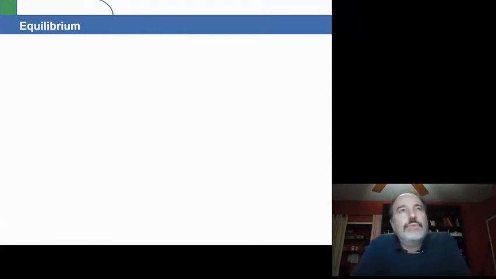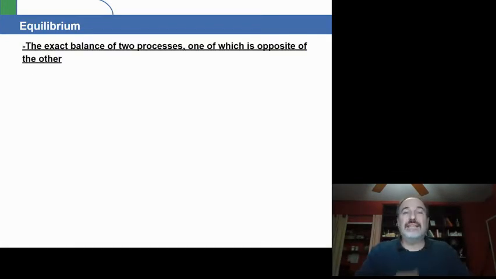Hey, all. Today we're going to be talking about equilibrium. Now, equilibrium is a special circumstance in chemistry. And basically, the word itself, equilibrium, means balance. Technically, it is the exact balance between two processes, one which is the opposite of the other.